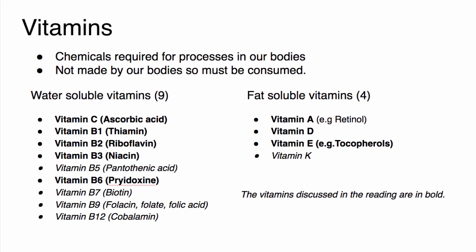So you've got vitamin A, D, E, and K, which are fat soluble. And then you've got vitamin C, and then all the Bs, which are the water soluble vitamins. So it's really important for you to be able to recognize which vitamins fall into which categories. So are they water soluble or are they fat soluble? Because that's sort of a main division for what happens to them during food processing.